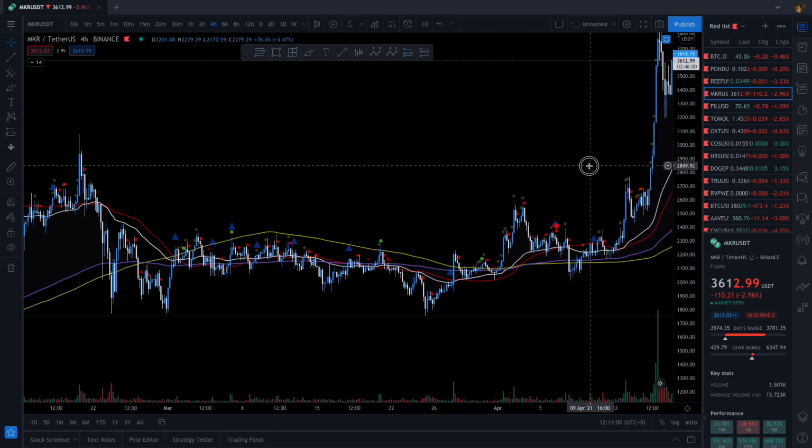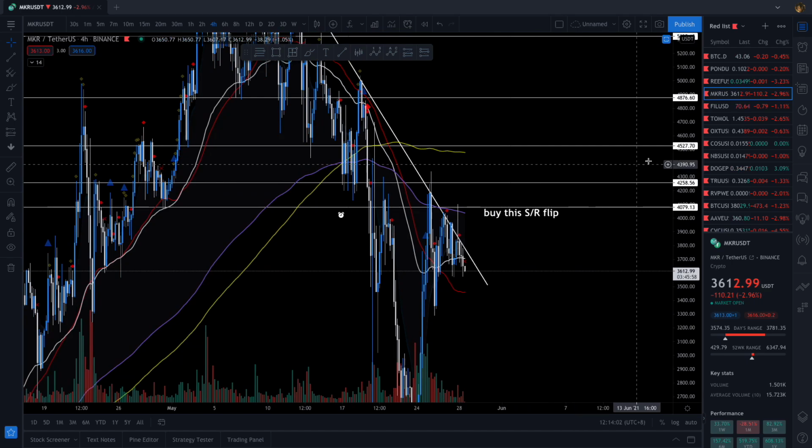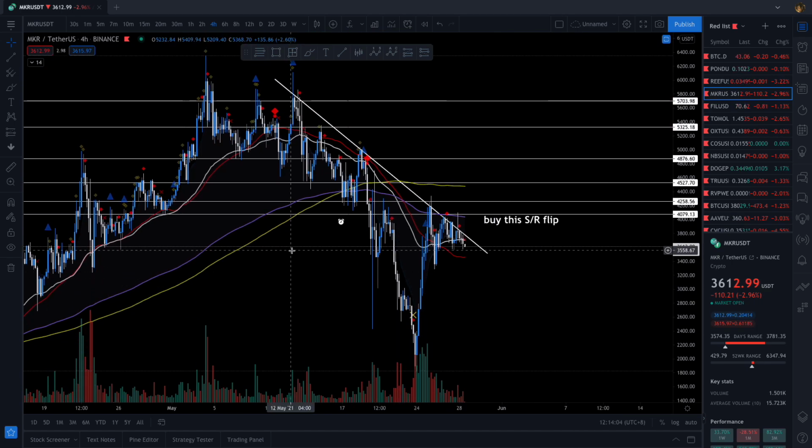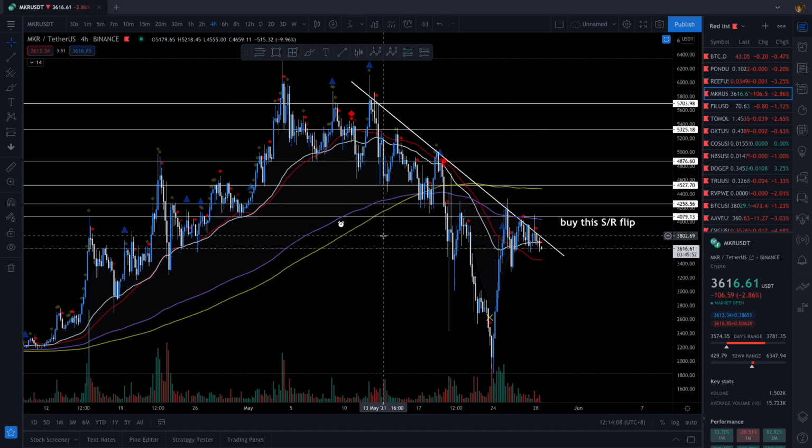But if I were to pick one, if I didn't want my chart to be really messy, I would pick the EMAs over the SMAs, simply because of the nature of crypto.